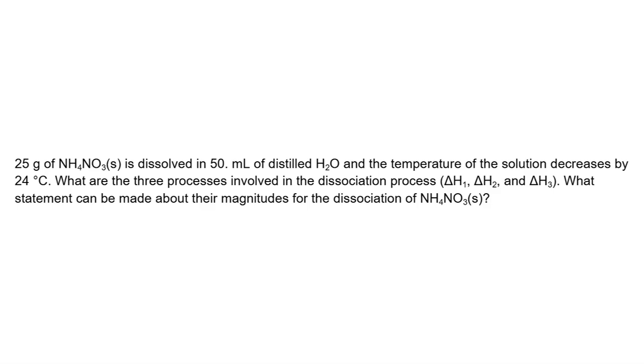25 grams of ammonium nitrate solid is dissolved in 50 milliliters of distilled water, and the temperature of the solution decreases by 24 degrees Celsius. What are the three processes involved in the dissociation process, delta H1, delta H2, and delta H3, and what statement can be made about their magnitudes for the dissociation of ammonium nitrate?